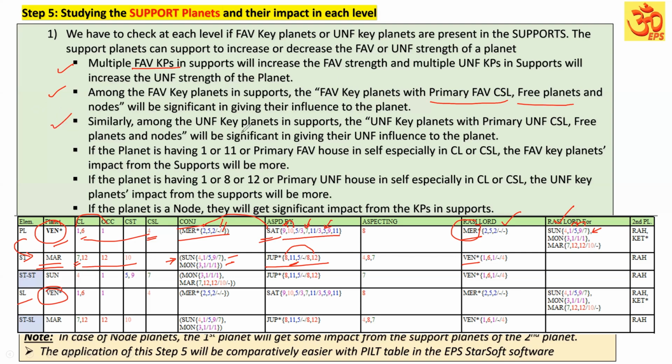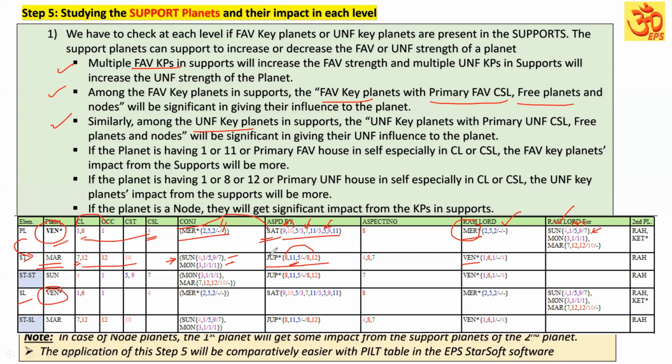Similarly, among the unfavorable key planets in its support, the unfavorable key planets with the primary unfavorable cuspal sublord, and free planets and nodes will be significant. The same rule that we studied for the favorable key planets applies for the unfavorable.